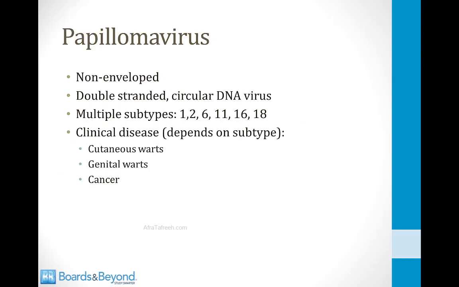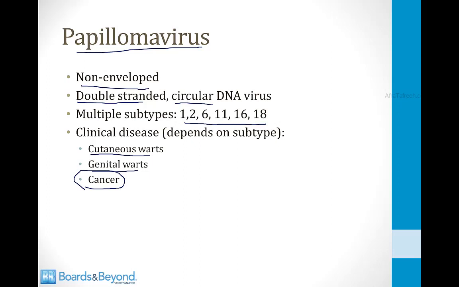The next DNA family of viruses are the papillomaviruses, and these are non-enveloped DNA viruses. They are double-stranded, and they have circular DNA for their genome. There are multiple subtypes of papillomavirus, and they're all numbered like 1, 2, 6, 11, 16, and 18. And they cause 3 different types of clinical disease depending on which subtype is causing the infection. Some subtypes cause cutaneous warts, other subtypes cause genital warts, and then finally, there are so-called high-risk subtypes which lead to cancer.